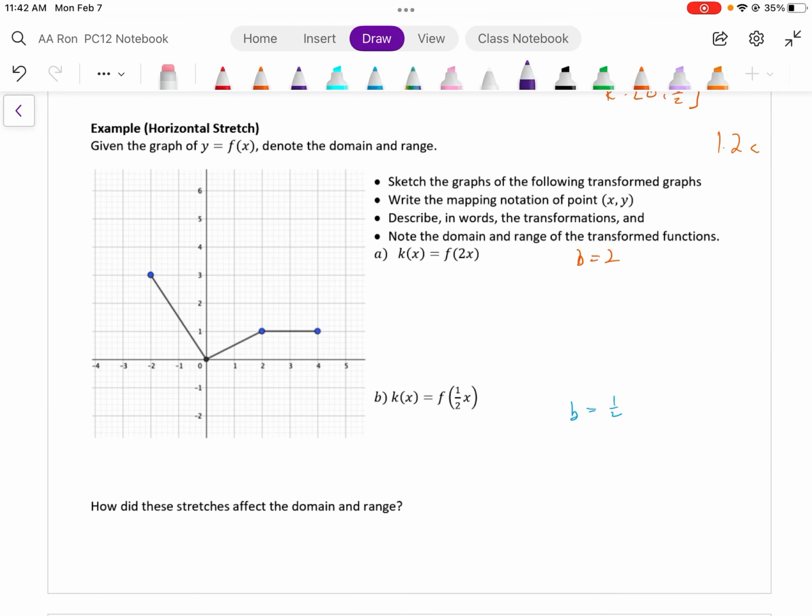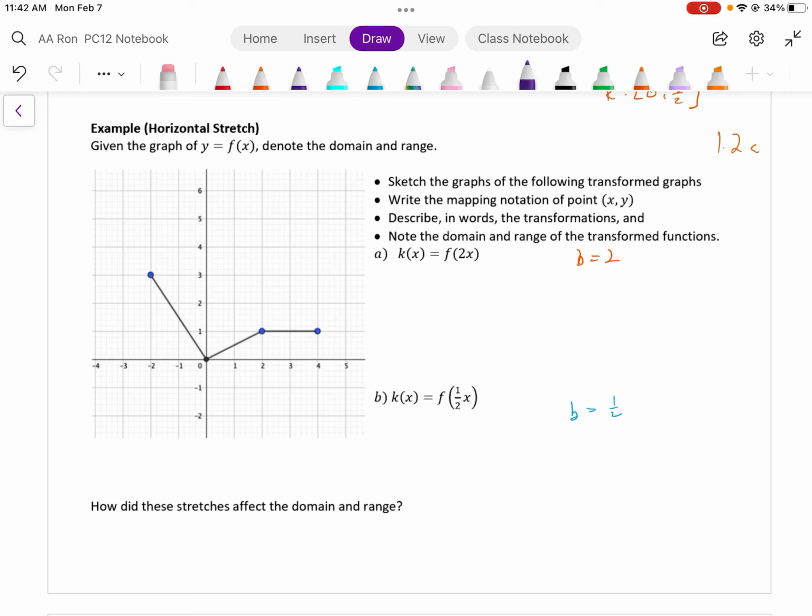Let's go back to this. And first things first. So given a graph of y is equal to f of x, we're going to denote the domain and range. We're going to sketch the graph of the following transformed functions. And if we could do that, this is fairly straightforward. We're going to write the mapping notation (x, y). We're going to describe the transformation in words, and note the domain and range of the transformed functions.